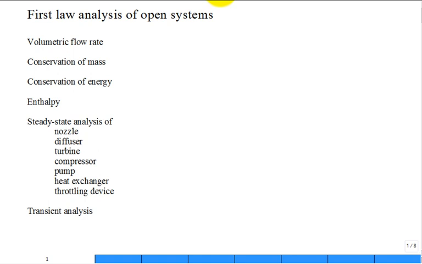So we're in this chapter dealing with first law analysis of open systems. So what's an open system? It's where you have mass flow across the boundary. And so we clearly identify an open system by clearly stating what is the control volume, the CV. What exactly is it? Where is the mass flowing across the boundary of that control volume?